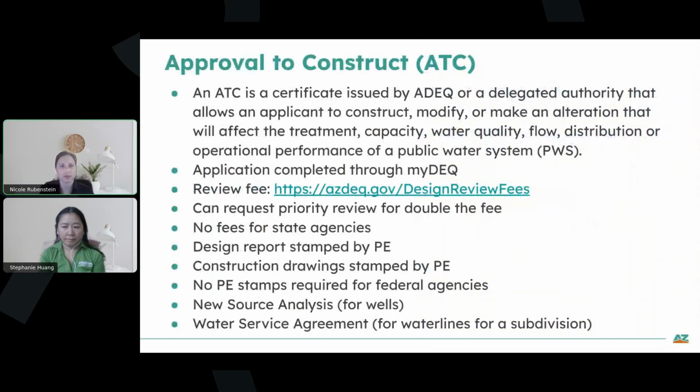So to start off, if you're not familiar, what is an ATC? It's a certificate issued by ADEQ or a delegated authority that allows an applicant to construct, modify, or make an alteration that will affect the treatment, capacity, water quality, flow, distribution, or operational performance of a public water system. So essentially, when a public water system is installing a new water line, storage tank, booster pump, well, chlorinator, treatment plant, those sorts of things, they'll have to get an ATC permit and an AOC permit.